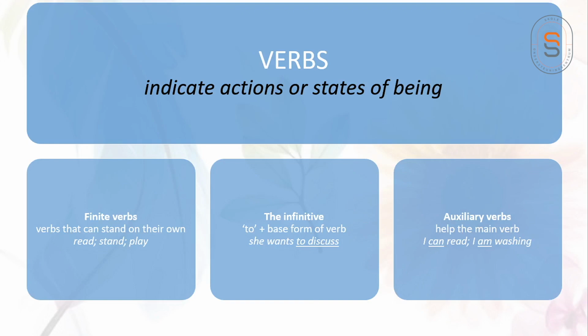Right, we go to the verb. Very simple. A verb is a doing word. So we work with a finite verb. It's a verb that can stand on its own. So I read a book. She eats an apple. They play a game. The infinitive, it's always with the word to. To plus the base form of the verb. And then the auxiliary verb is a helping verb. It helps the main verb. I will read. I can run. I must go. Right, so an auxiliary verb is always there to help the main verb.